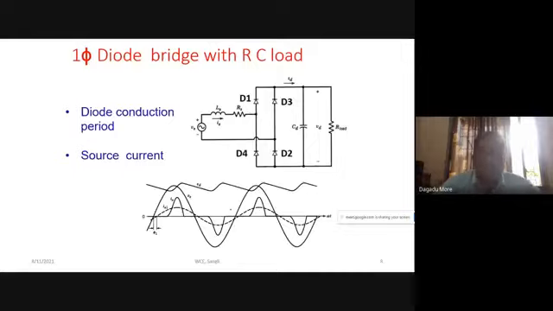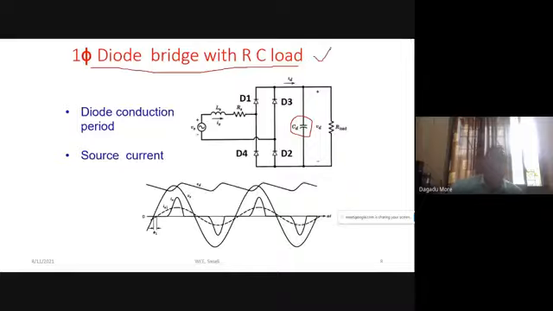Now let us go to another case: a single phase diode bridge with RC load. We change the load from resistance to RC, and we put a capacitor here. If you see here, we are putting a capacitor. What is the purpose of the capacitor? Anybody can tell?